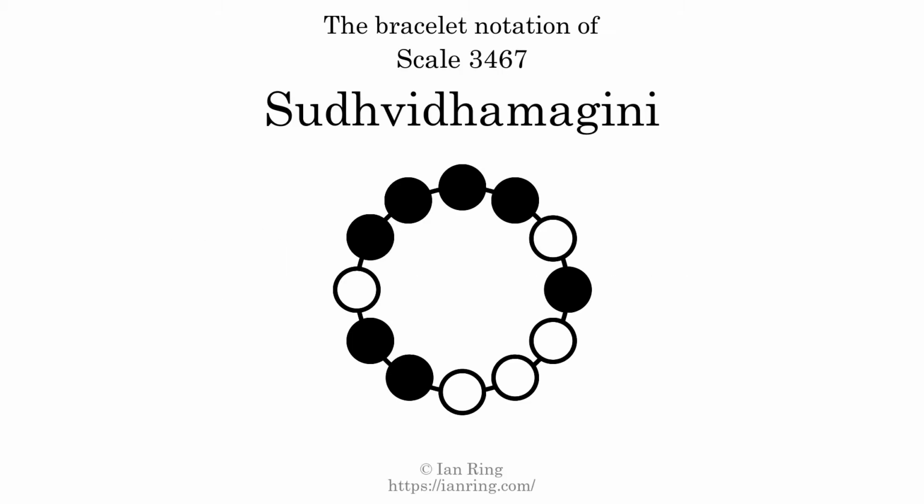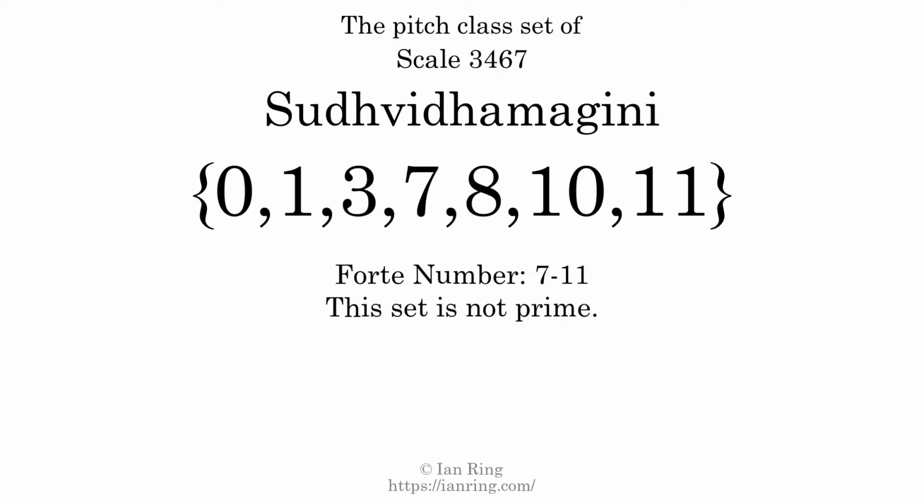This is a bracelet notation diagram of scale 3467. The shaded circles represent tones that appear in the scale, and they are read clockwise, starting at the top. The pitch class set for this scale is 0, 1, 3, 7, 8, 10, 11. The fault class is 7, 11. This set is not prime.